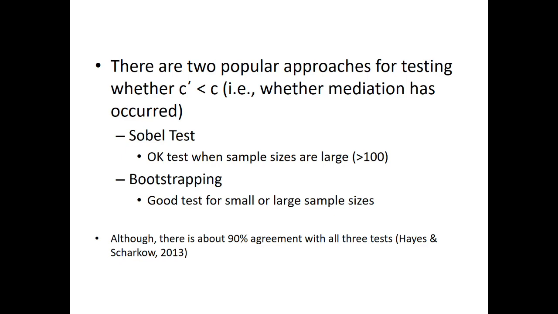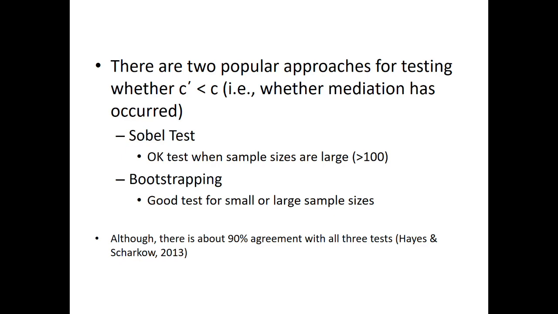The Sobel test is older than bootstrapping, because bootstrapping is absolutely a newer thing that we weren't able to do 20 years ago. Your Sobel test is basically going to test that relationship through, from X through M to Y. However, this test struggles on smaller sample sizes. And many times in medical research, we have small sample sizes. However, if you have 100 participants or more, run it if you want to. It does great at about 100 or more participants. So keep that in mind.